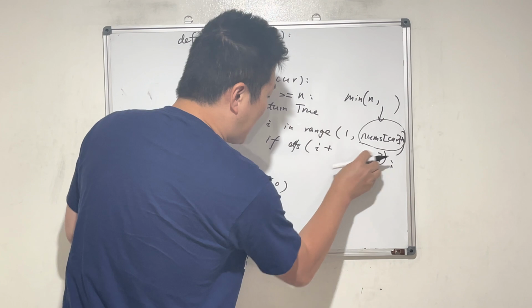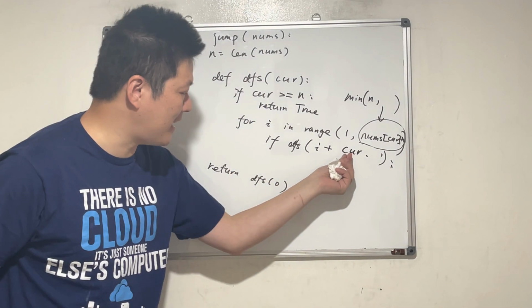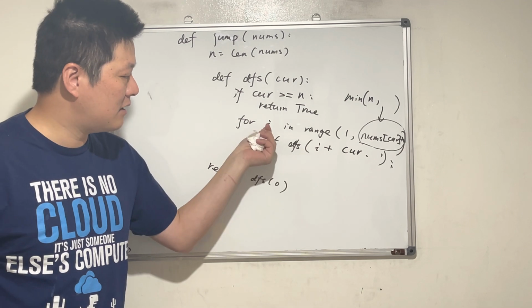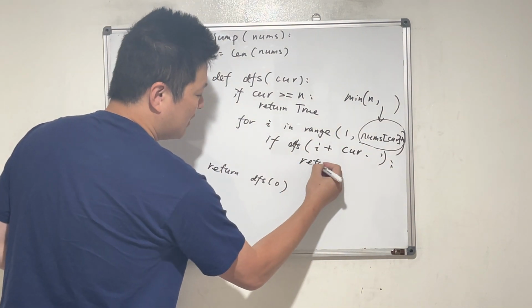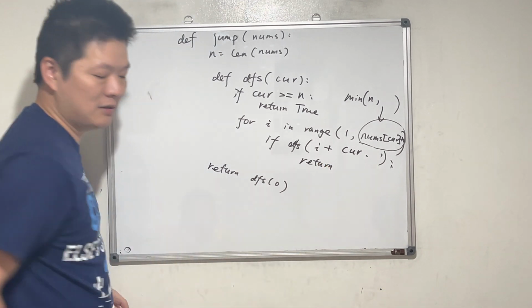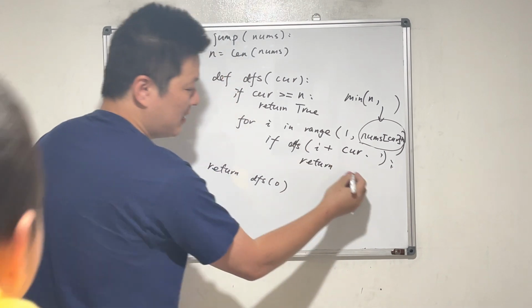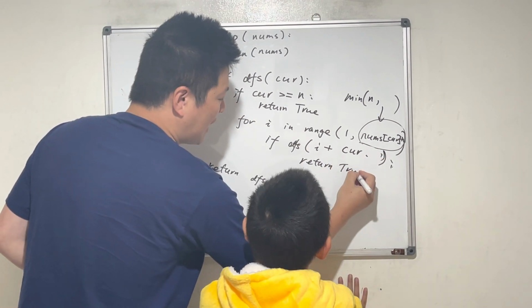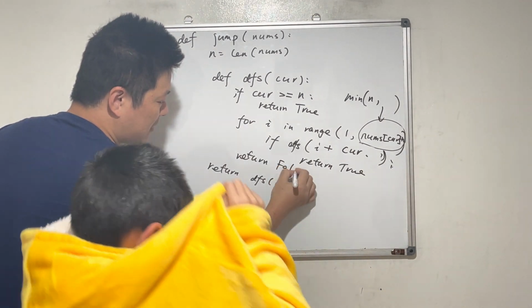Actually, it's current, because we are at current, right? We are at current. If we can jump this step, we can jump to the end, and we return what? Come on. We can jump to the end by 2, and otherwise, if we can't find it, return what? This is the depth of search, yeah?